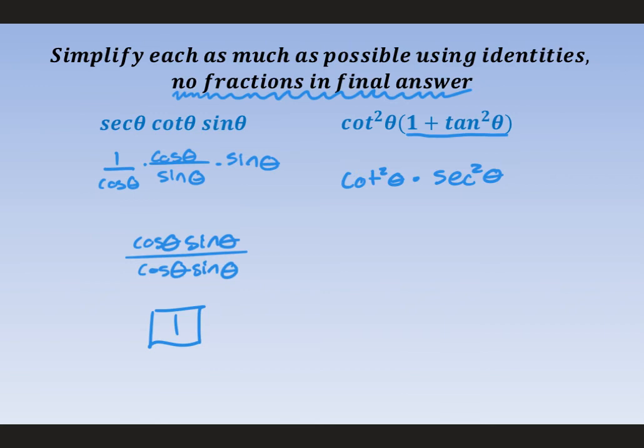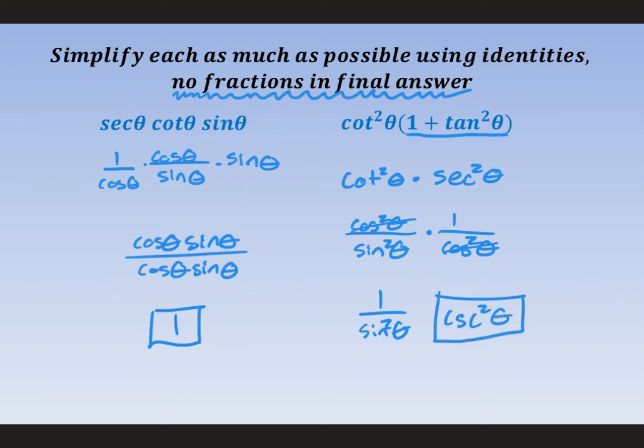Okay, I'll keep going. Cotangent can become cosine squared theta over sine squared theta using the quotient identity. And secant can reciprocate to become 1 over cosine squared theta. All right, hey, look, I have a cosine squared on top and bottom, so I'll cross those off. I'm left with 1 over sine squared theta, but my directions say no fractions as a final answer, so I have to reciprocate that one last time, put the sine up as a cosecant squared theta. All right, so let's do a couple more of these simplifiers.